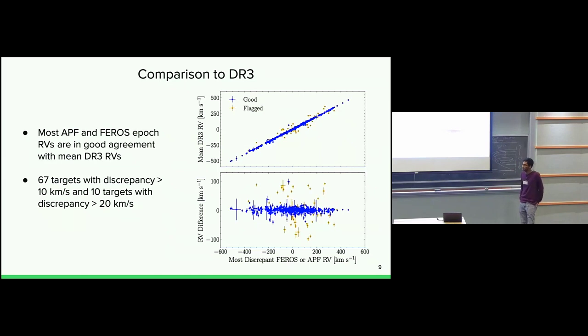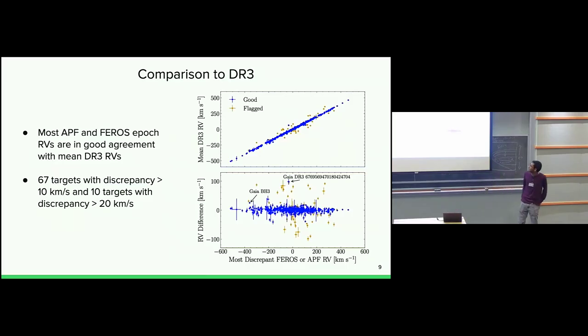But there are a bunch of promising candidates. We see 67 of our targets have discrepancies greater than 10 kilometers per second, and 10 targets have discrepancies greater than 20 kilometers per second. Of those 10 targets, Gaia BH3 is one of them. And so our search does recover Gaia BH3, and it kind of stands out. But you can see that there are some targets that are even more promising, like this guy up here that has a discrepancy of more than 90 kilometers per second.